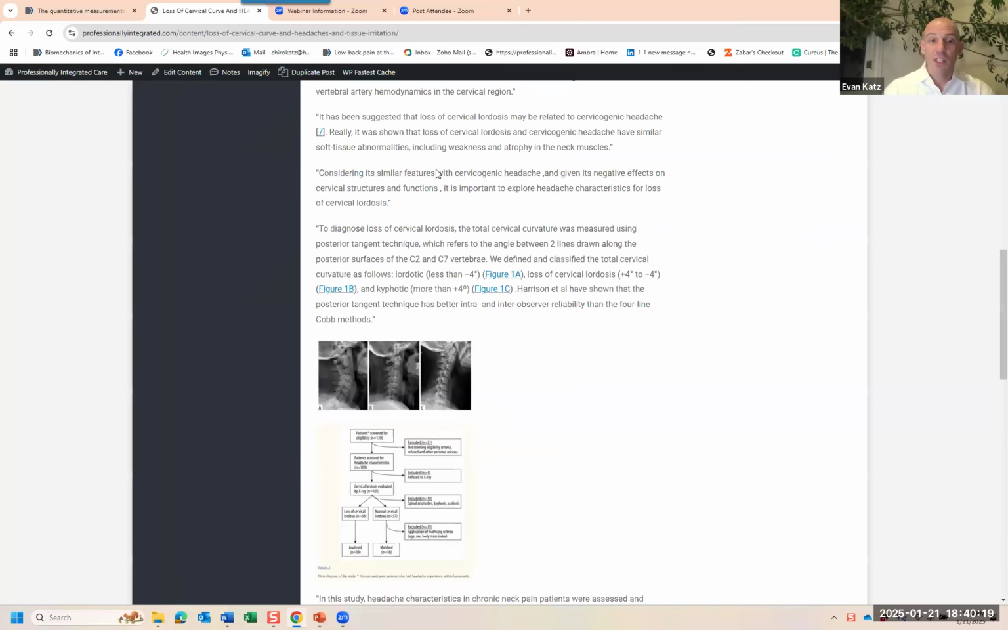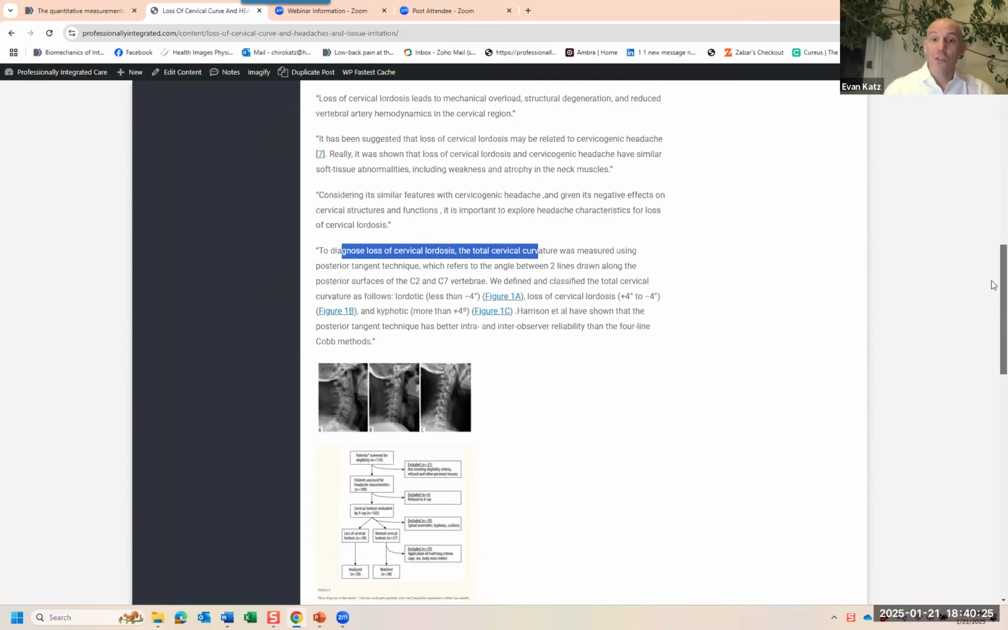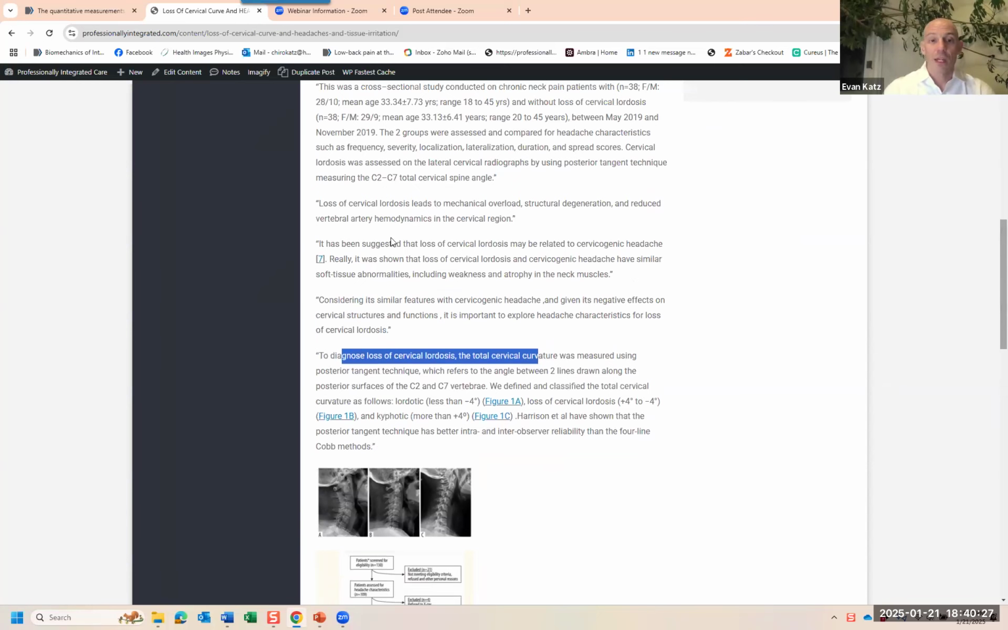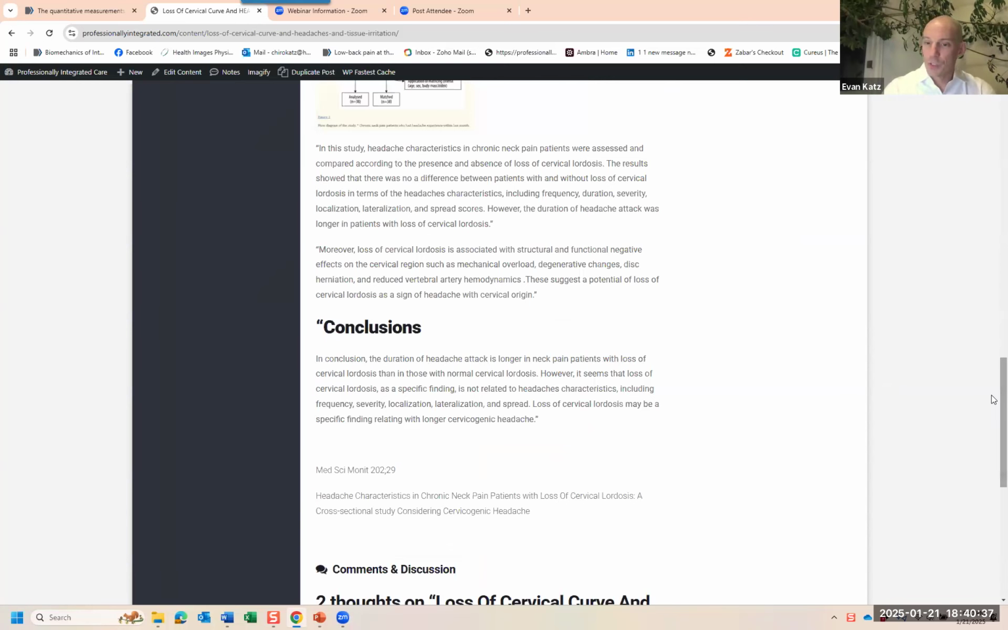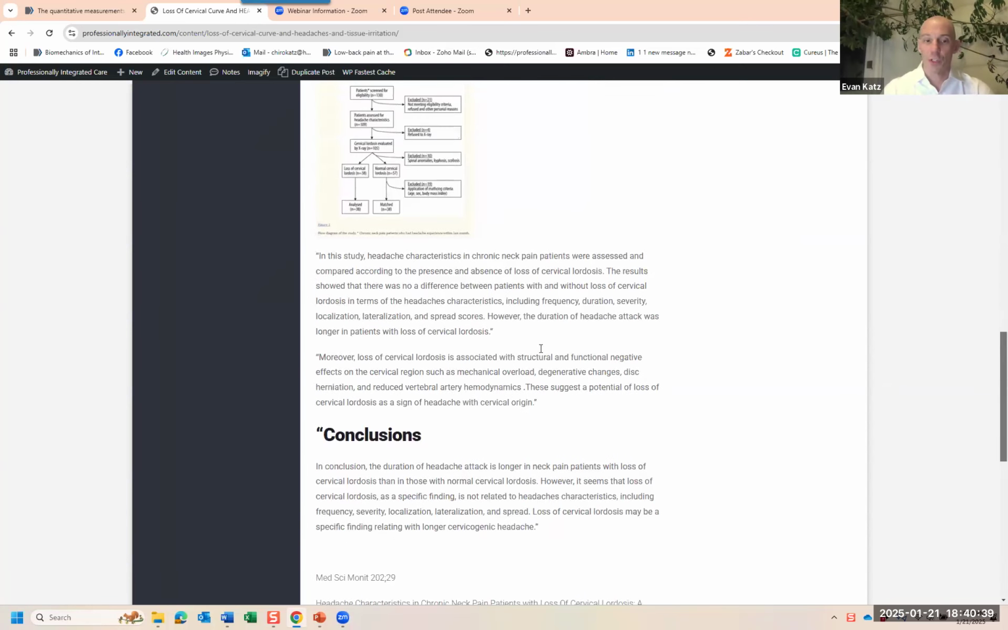It does. And what they found is that in order to diagnose your loss of curve, you have to measure it. And that's what we did. But it also suggests that a loss of the curve is related to a cervicogenic headache. Now, cervicogenic headaches are headaches that are coming from your neck. And again, I'm familiar with this, but I also make it really simple for you to just follow along.